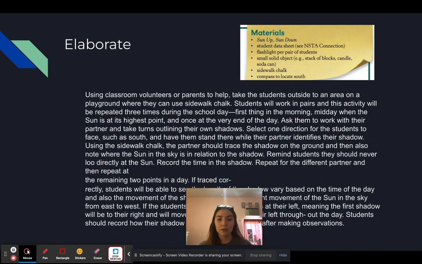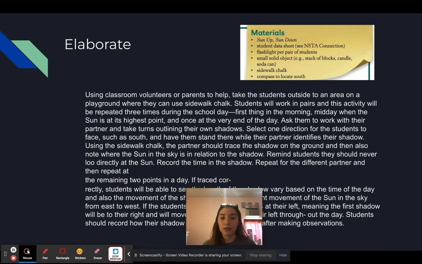So the next one is the elaboration. This is where students are actually going to come together instead of working on their own. Again, they're going to be mimicking what the child is doing, but in their own way. They're going to be going outside at different times of day. Obviously, when it's a different time of day, the sun is in a different location.